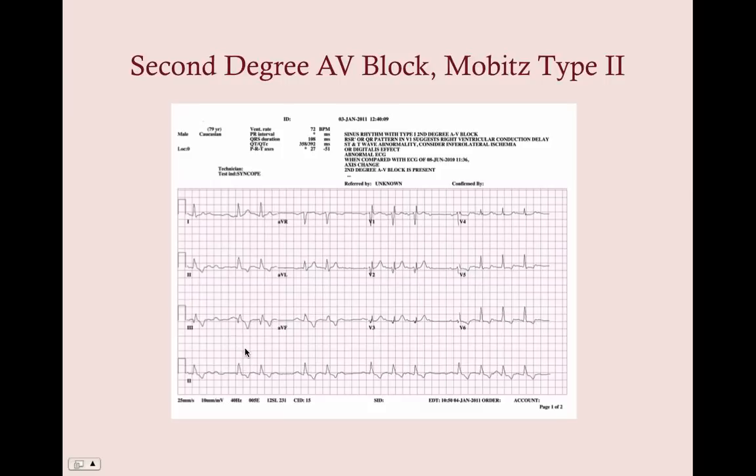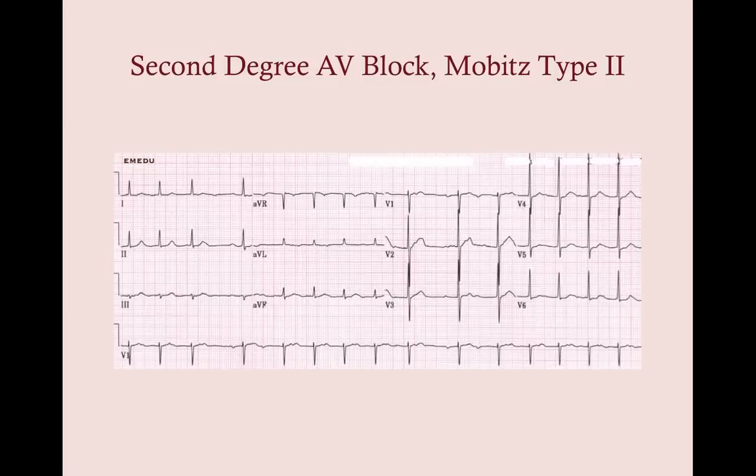So we don't have the elongation in Mobitz type 2, second degree. So that's the difference. Second degree Mobitz type 1, you have a progressive elongation of the PR interval, and then a drop. Second degree Mobitz type 2, you have a normal PR interval, and then suddenly a drop. So here you have it again. This one looks like there might be a little bit of AFib present.